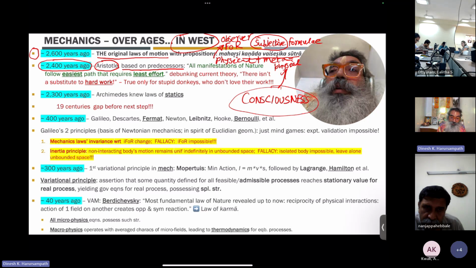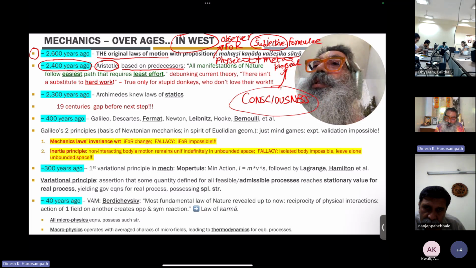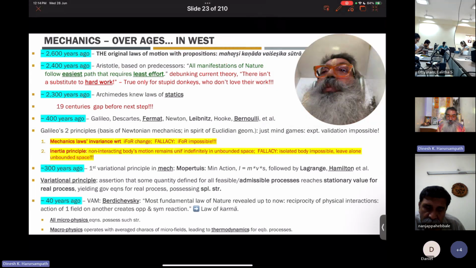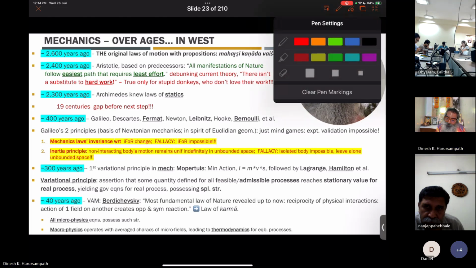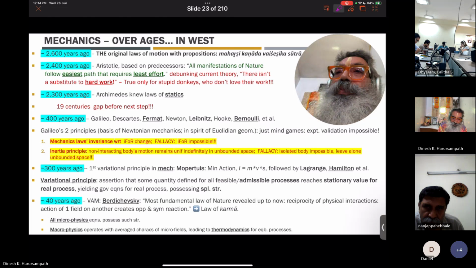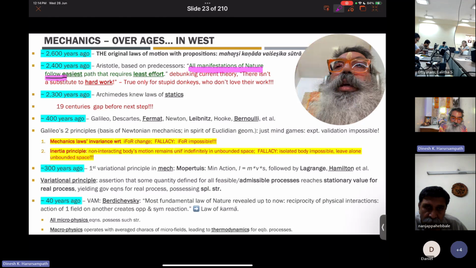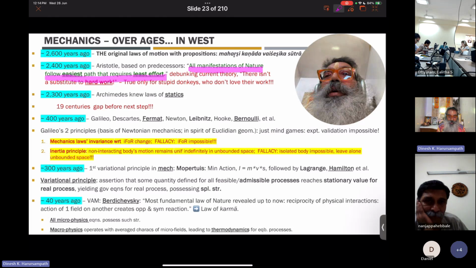But there is a lot of takeaway from that, because even the energy methods that we're going to study, like Lagrangian and Hamiltonian, are actually coming from Aristotle, because one of the important things that he said, that you see here, is: all manifestations of nature follow the easiest path that requires least effort. This is a very, very important statement.